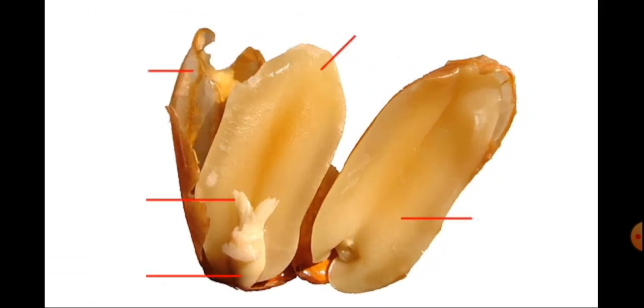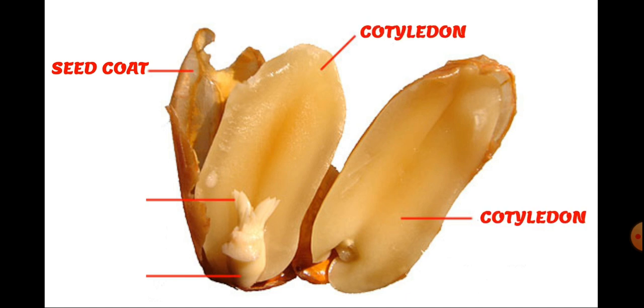Next, can you identify the seed that you eat often? Yeah, it's peanut. Now, can you identify the seed coat? Yes, you are correct. This is the seed coat. When you open the seed, you get two halves. They are nothing but cotyledons. Cotyledons are also known as seed leaves.